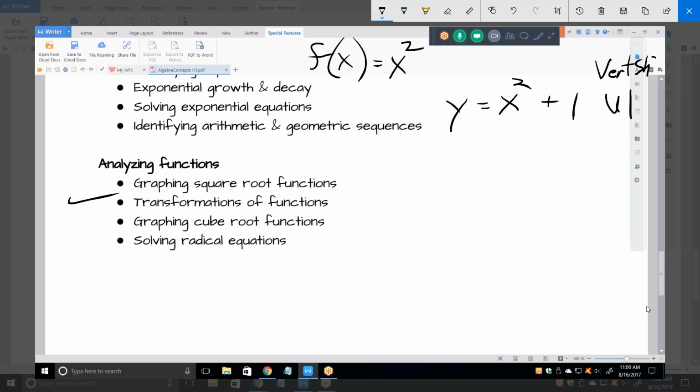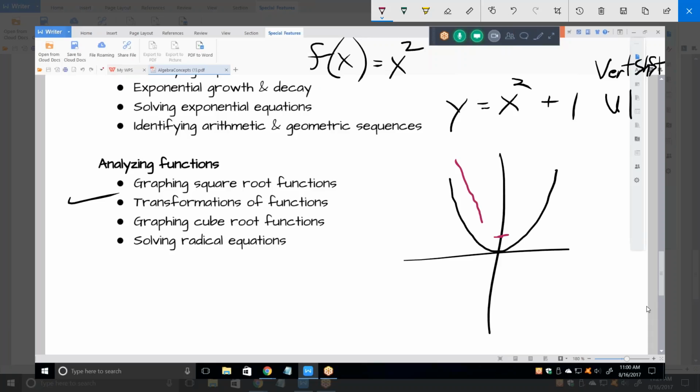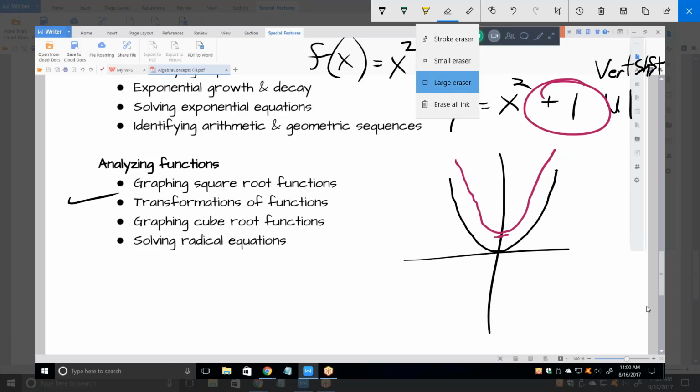Okay, now you don't really need the words vertical shift. In other words, if I have, there's my parent function. So if I'm moving it up 1, well, there's the new vertex, and my new function's got to look kind of like that. I don't need to memorize that that's called vertical shift. I just need to know that that means up 1. Okay? Okay.